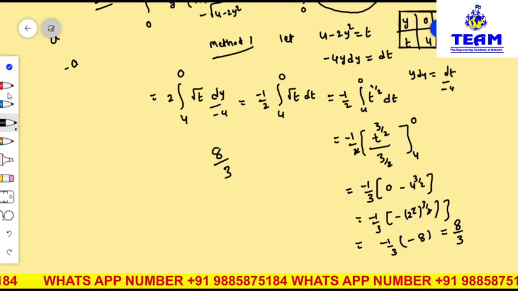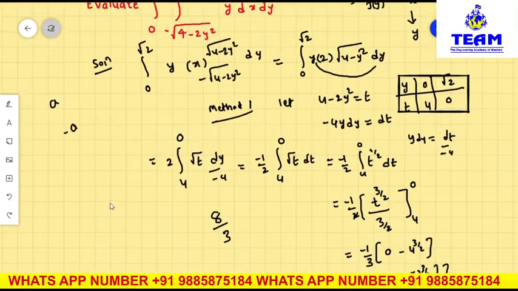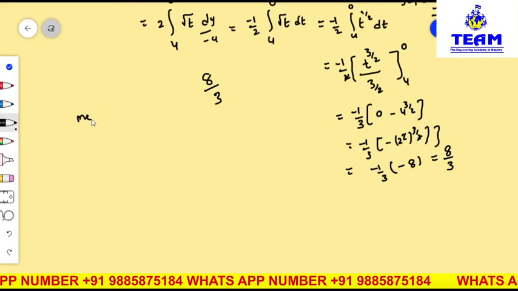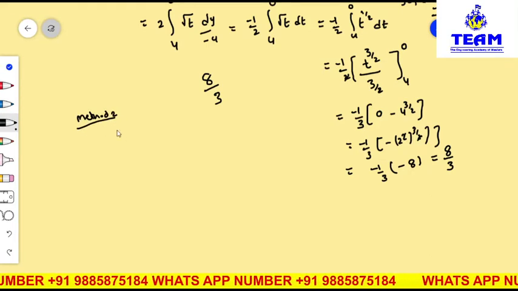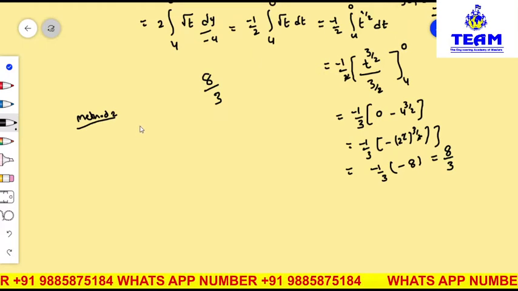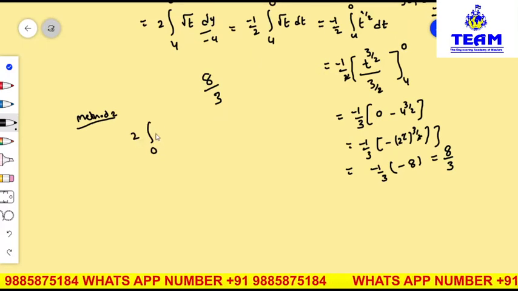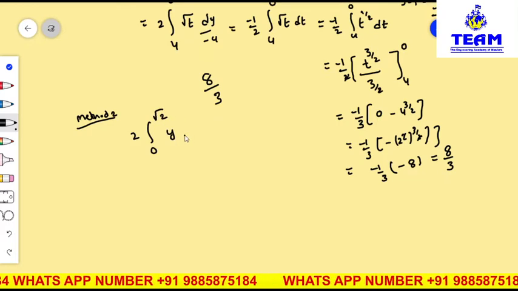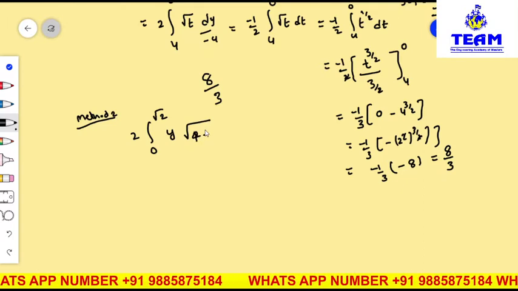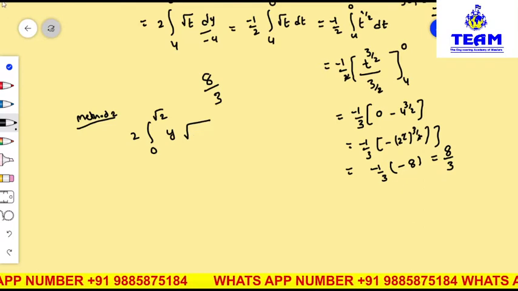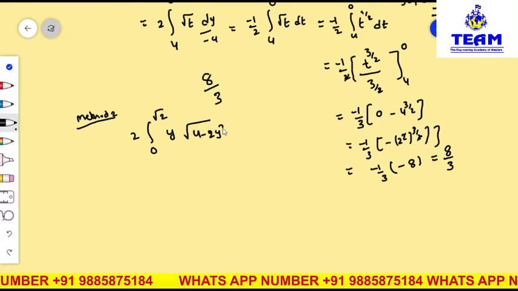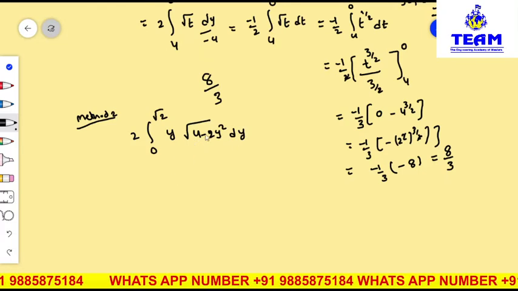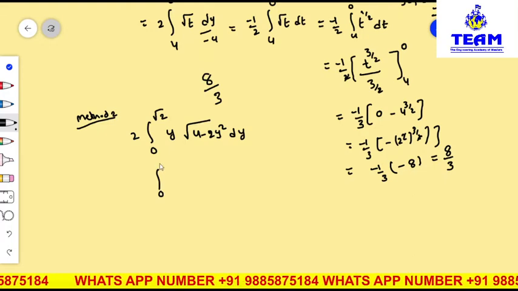Okay. Now you see method 2 how I am doing. Method 2 is, friends, you see here you have a integral first 2 times of integral 0 to root 2. Okay. Here you have a y and the square root of 4 minus 2y square. Yes or no? 2y square into dy.